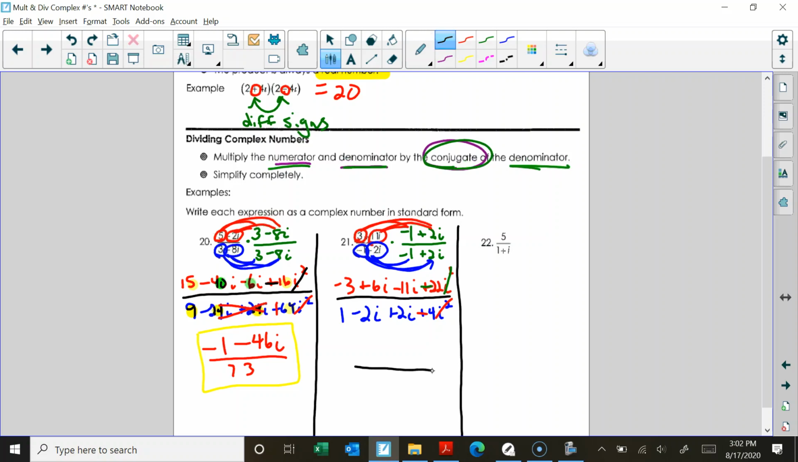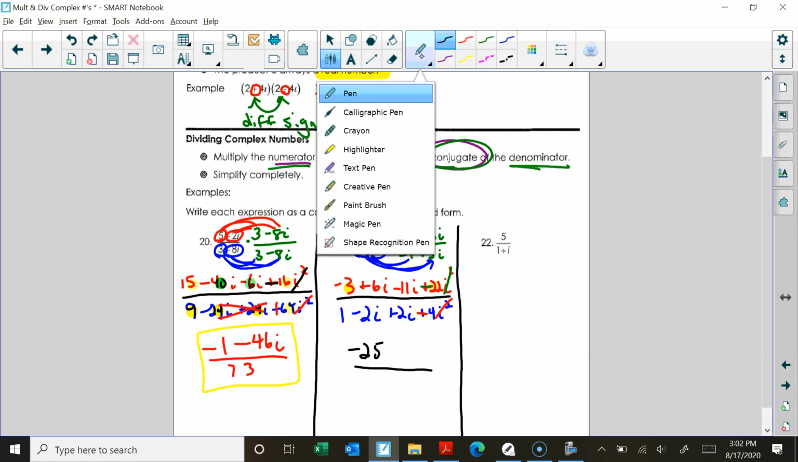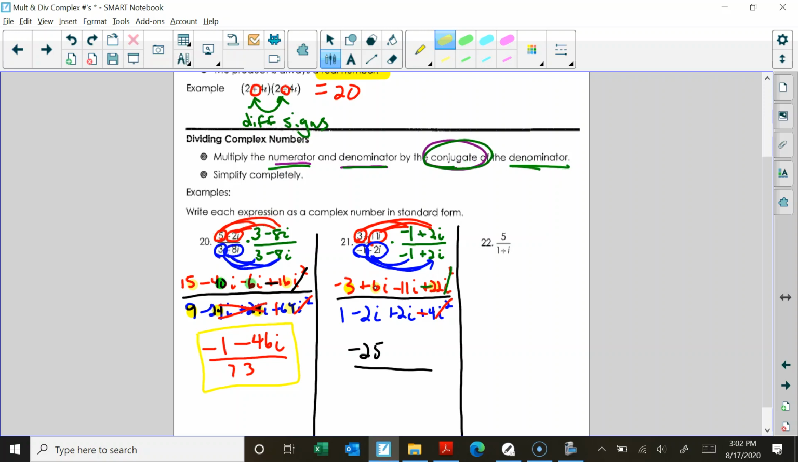So let's combine some numbers on the top. Negative 3, negative 22 is negative 25. Negative 6i, negative 11i is negative 5i. In complex proper form, a plus bi. On your bottom, these two in the middle will always cancel each other out. That's what conjugates do.